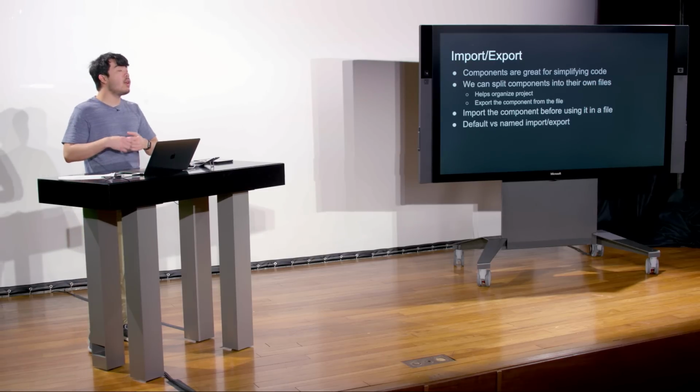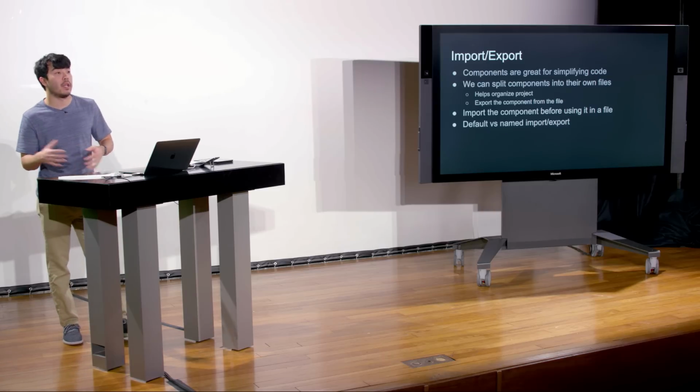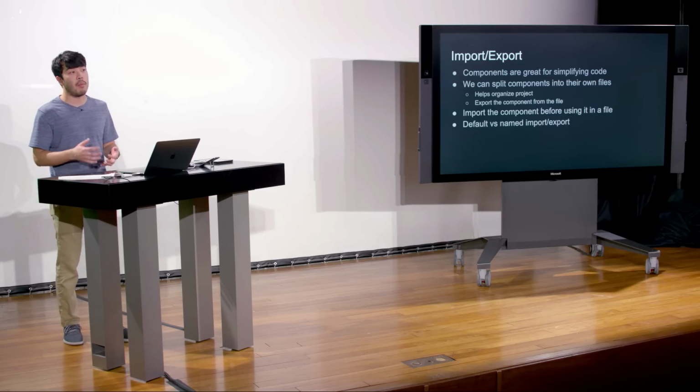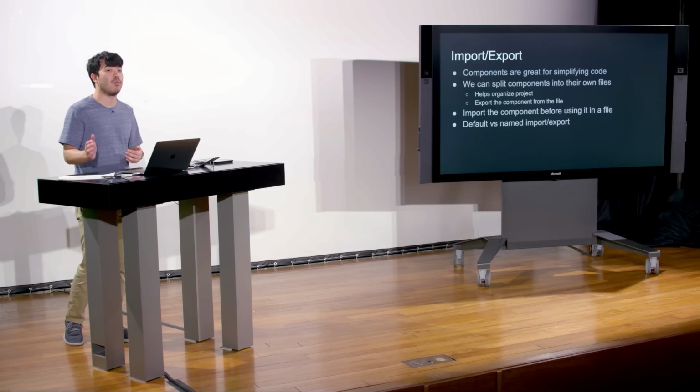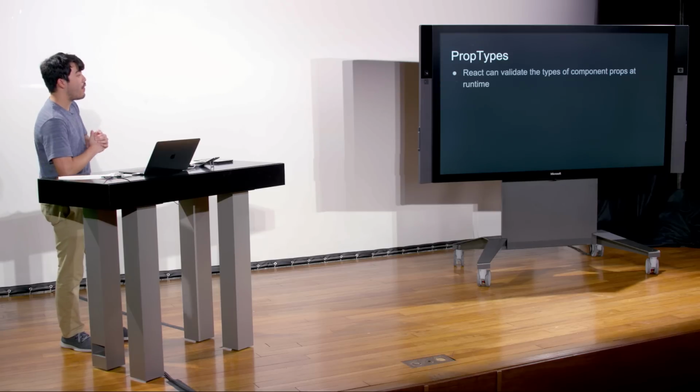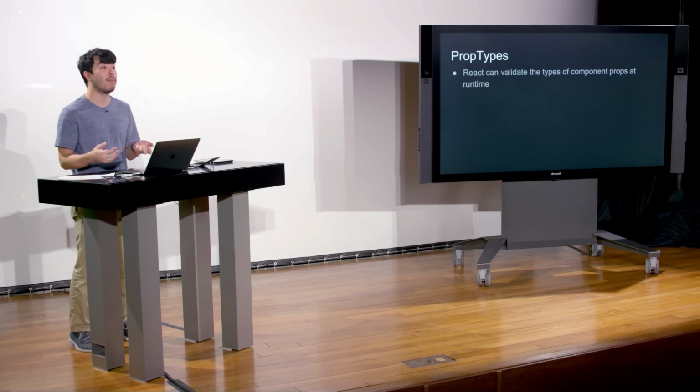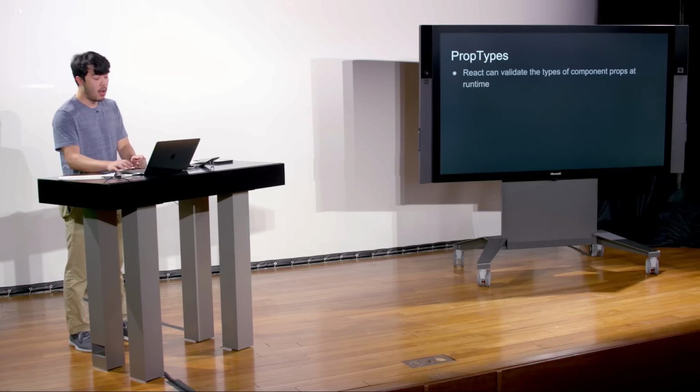Cool. So when we go ahead and import and export components, they can start to get more and more complex as we pass down more props. And so how might we go about keeping track of all of these props? Well, React actually has a way to help you with that, and it's called PropTypes. And so React can actually validate the types of a given component's props at runtime, which is great.